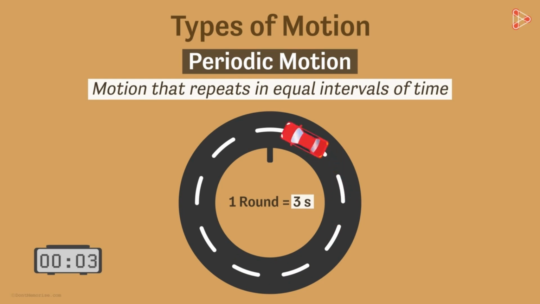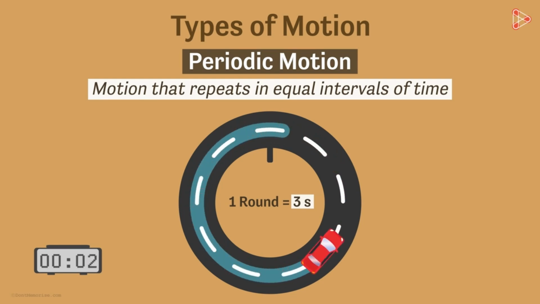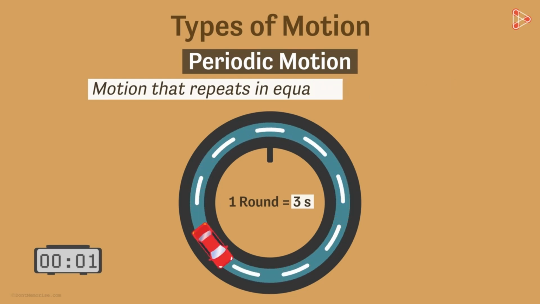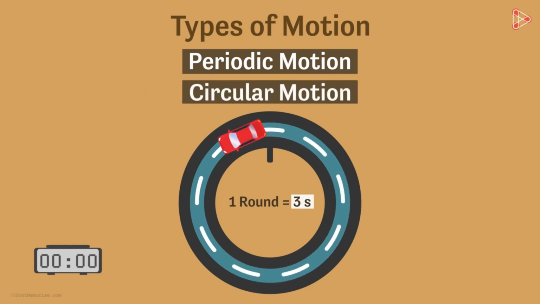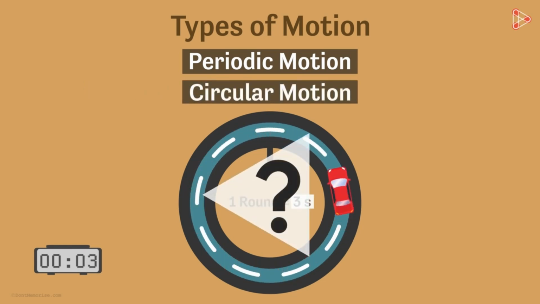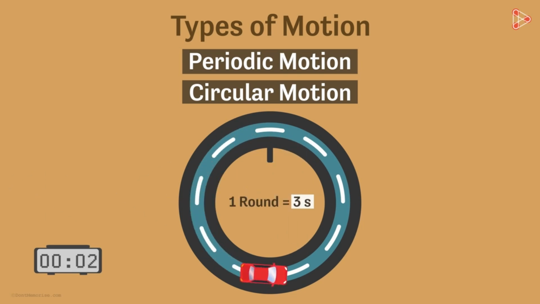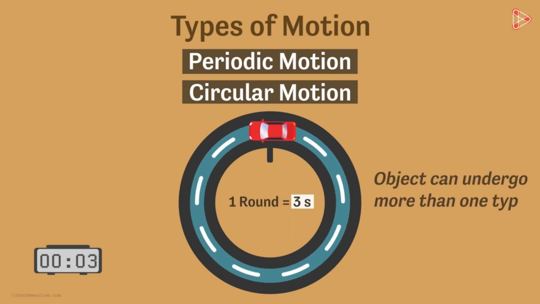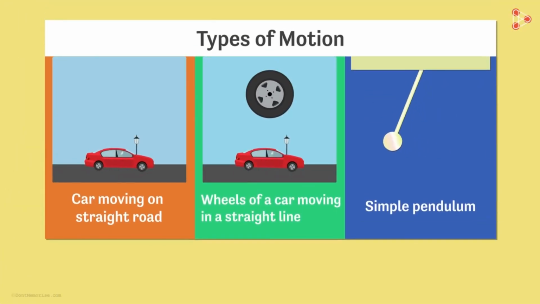And the final type of motion is the periodic motion, which is the motion that repeats itself in equal intervals of time. Can you think of any example of this type of motion? Any object repeating its motion in equal intervals of time will be undergoing periodic motion.